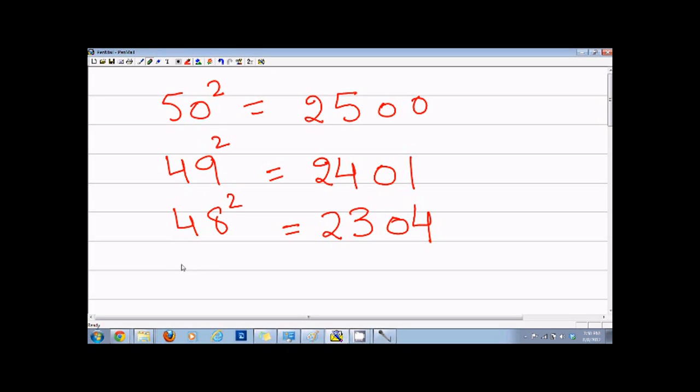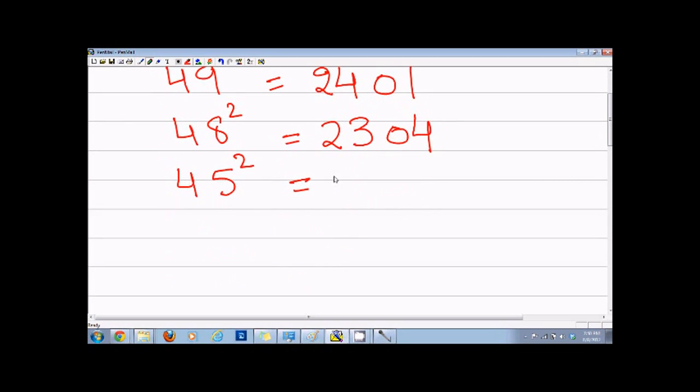Same thing, if I have 45 squared, then what I'll do is subtract 5 from 25, that will be 20, and then take the square of 5, that is 25. So the answer is 2025. And we can also go for numbers which are bigger than 50.